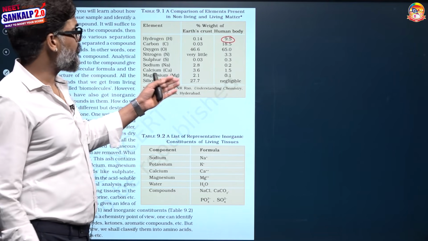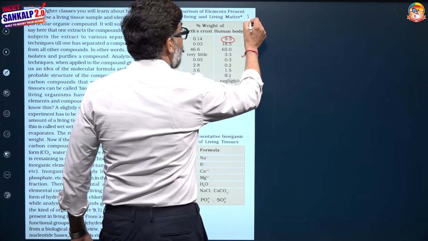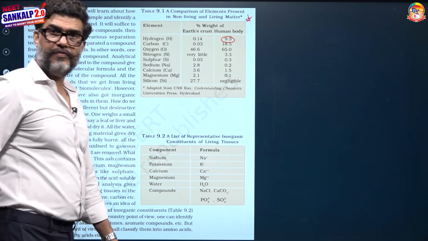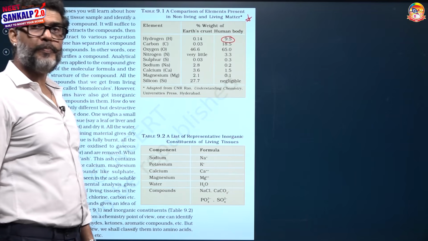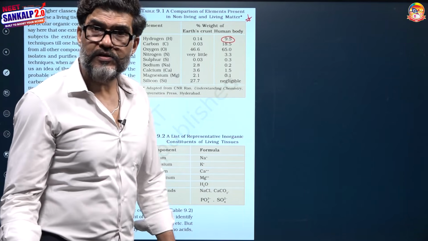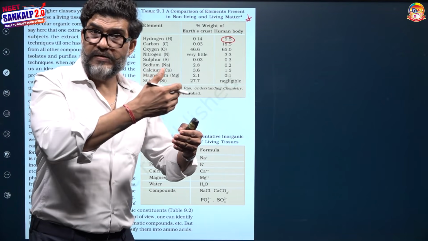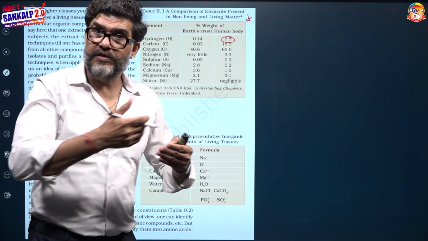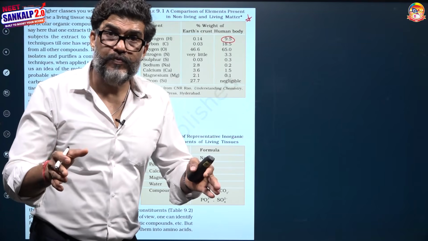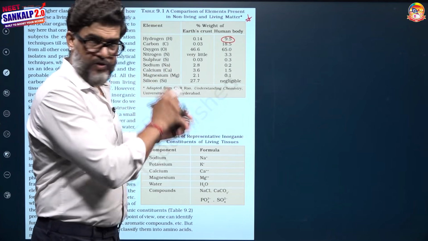A brief comparison is given here. I suggest you memorize this table by heart. This is one of the probable questions. They can ask either in terms of amount, or in terms of arrangement, in ascending or descending order. These types of questions are very frequent and possible from this table.